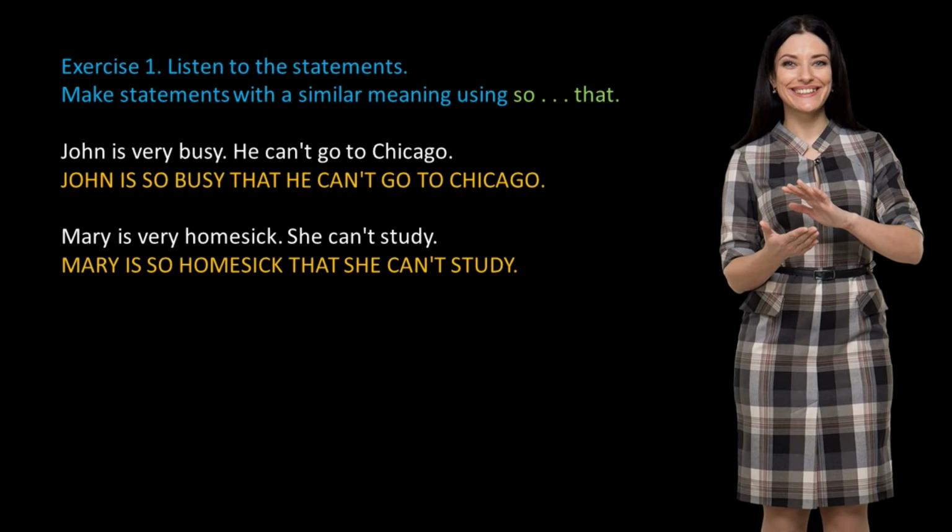Exercise 1. Listen to the statements. This exercise is about making statements with a similar meaning, using so that. I provide examples for you. John is very busy. He can't go to Chicago. John is so busy that he can't go to Chicago. Mary is very homesick. She can't study. Mary is so homesick that she can't study. Now, you should do the practice. You can pause your video while doing the exercise.